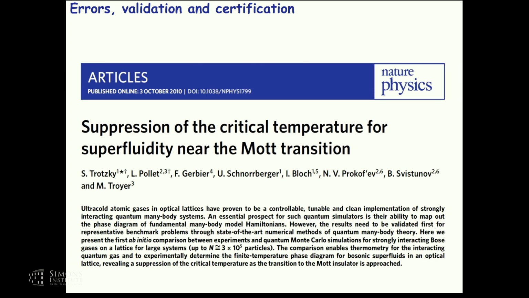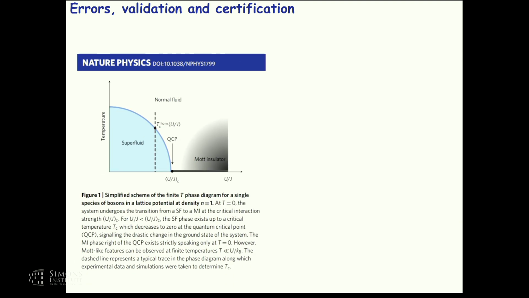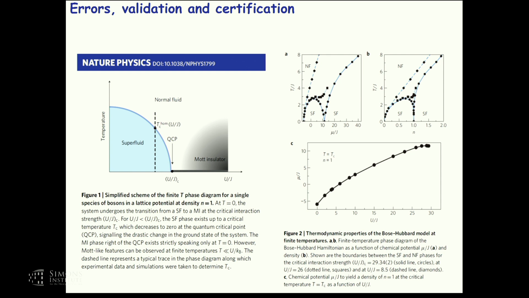So this is a seminal paper from the Immanuel Bloch group, where they take again this Bose-Hubbard model, and they compare it with the best of the best, the crème de la crème of Monte Carlo simulators: Lode Pollet, Nikolai Prokof'ev, Boris Svistunov, and Matthias Troyer. So here is the ideal phase diagram of this Bose-Hubbard model, and here are comparisons between the numerical Monte Carlo simulation and the experiment, which are perfect.